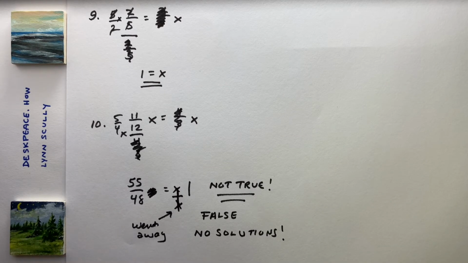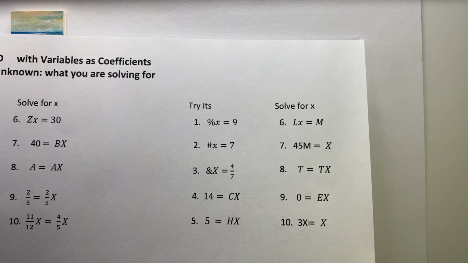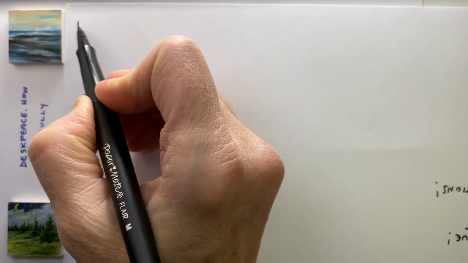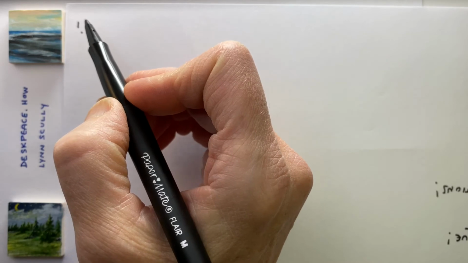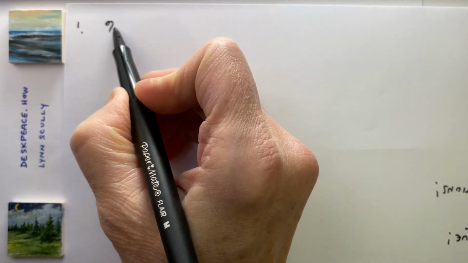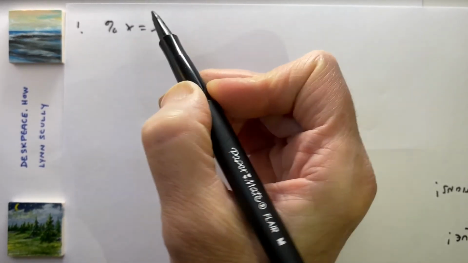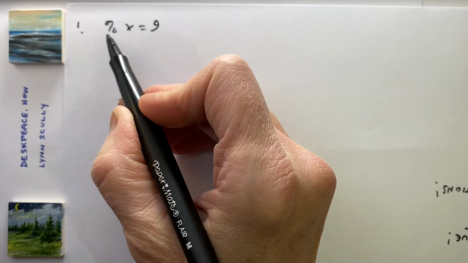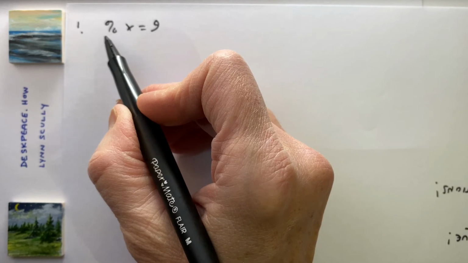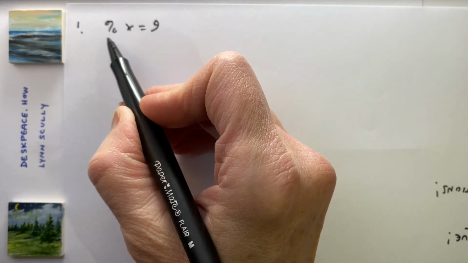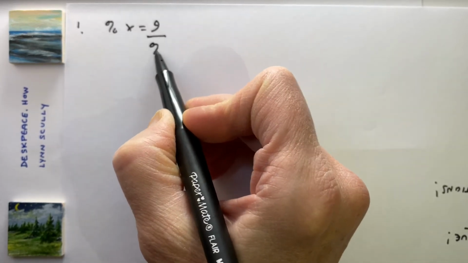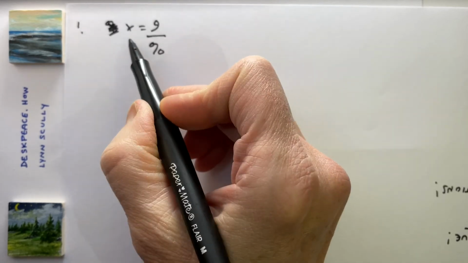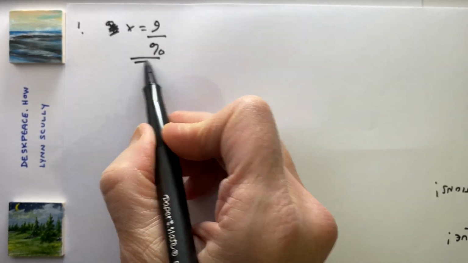Now let's do our try it. And I'm going to get started. Try it number 1 of lesson 1D. I have % x equals 9. I don't care what this is. My goal is to get the x alone. Whatever it's attached by multiplication, I'm going to move it by division to the other side of the equal sign. Division, bring that guy down. Look, my unknown's alone. I am done.